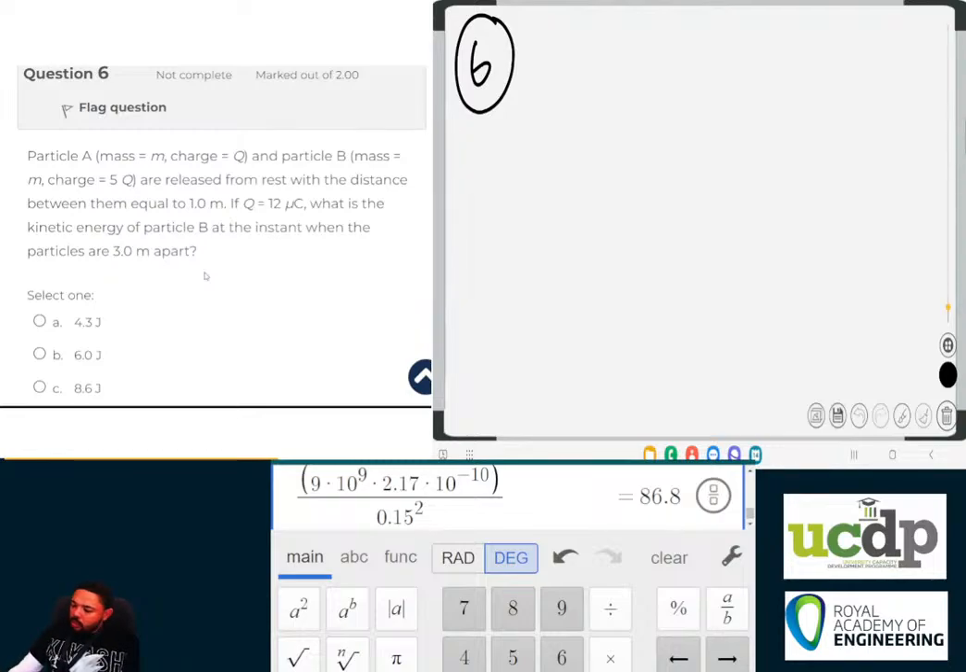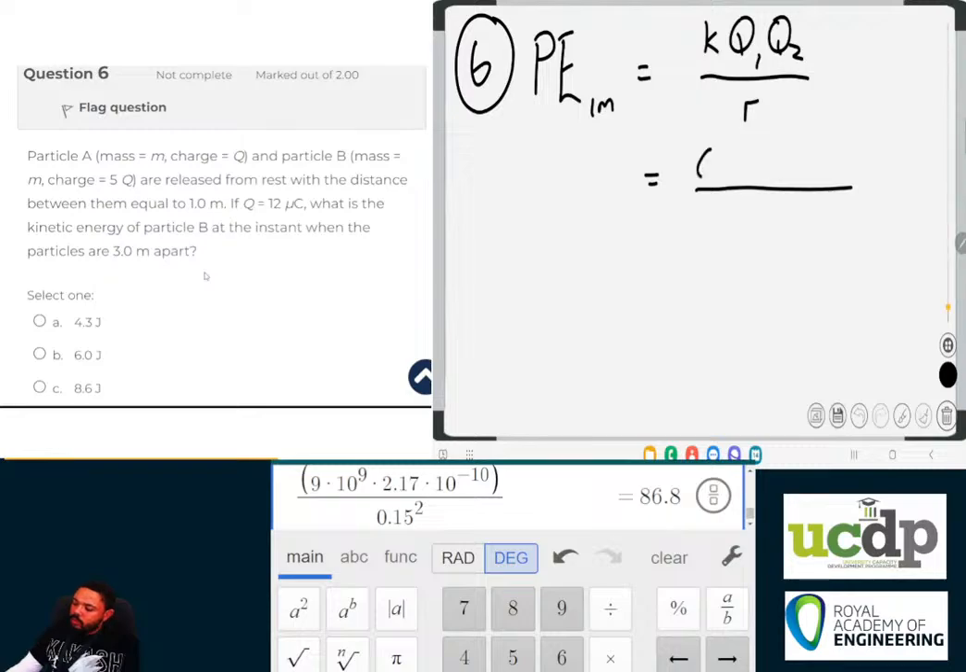First of all, let's calculate the potential energy when they are just 1 meter apart. The potential energy when they are 1 meter apart is k q1 times q2 over the distance between them. That's how you get the potential energy between them.